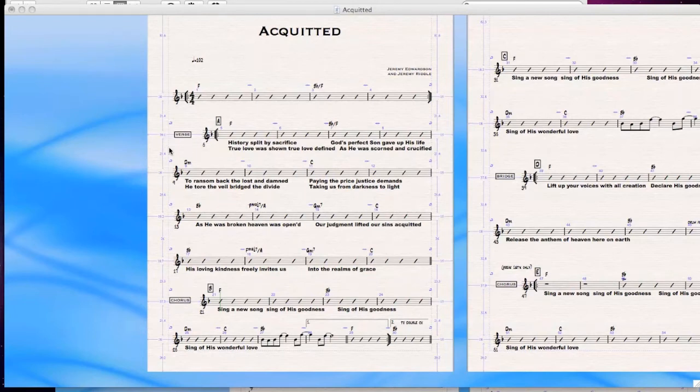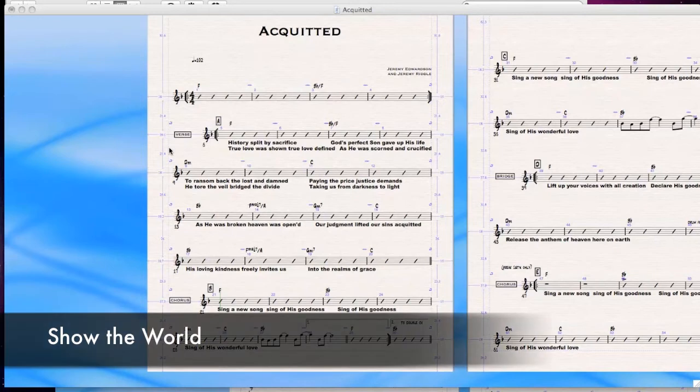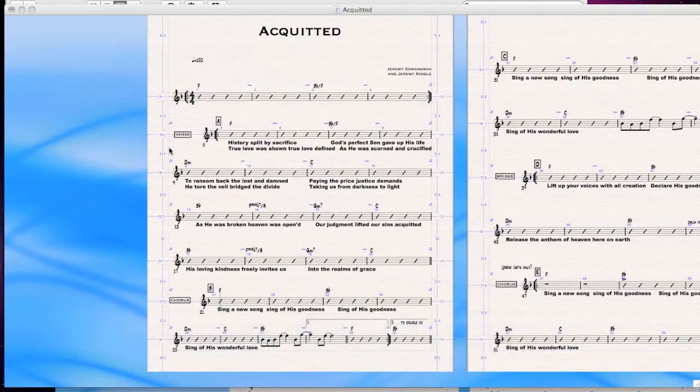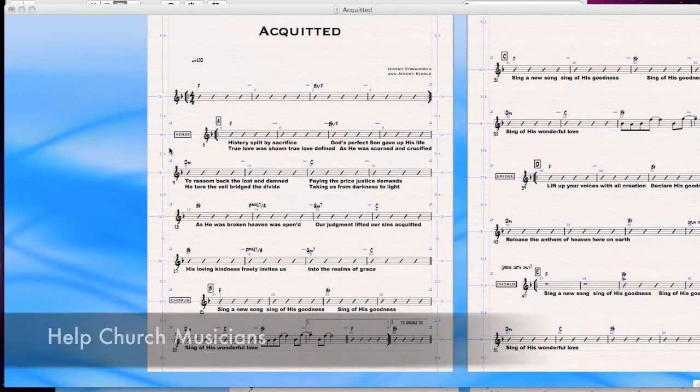We are live musicians reading charts on a stage. Now, I might as well take this time to tell you, since I have this chart pulled up, that I have a dual method to my madness. One is to show the world that this can be done, and two, to help church musicians.